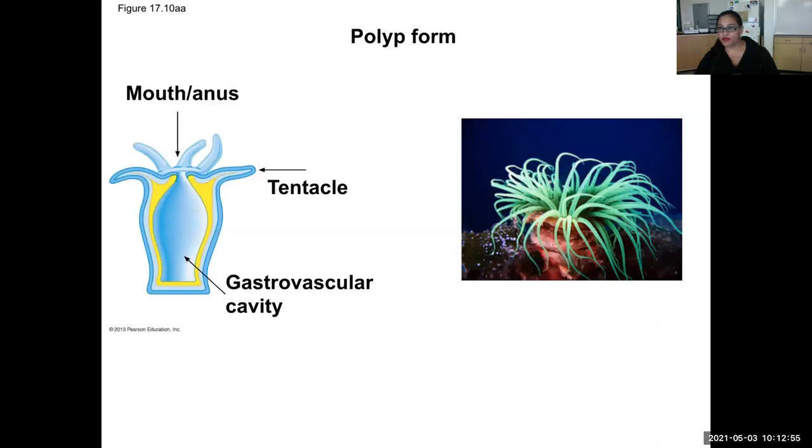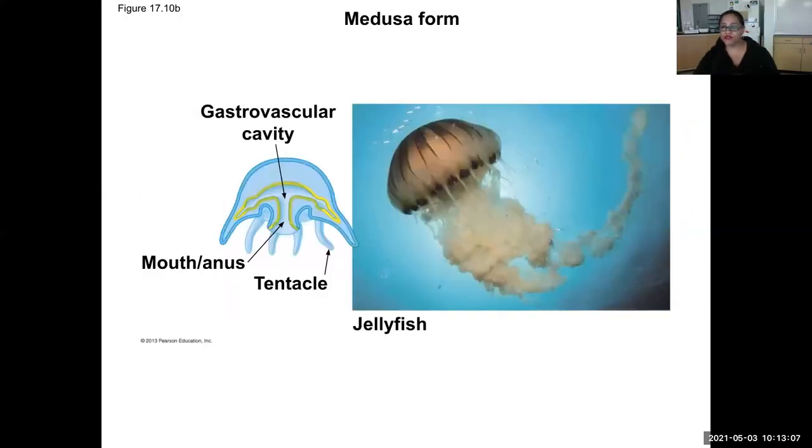So that's a sea anemone if you've never seen one. If you've ever been to the beach, you can find sea anemones all along the rocks, and if you touch them, they close up. And then the medusa form is the jellyfish. There's the cavity in the middle, and the one opening, the mouth and the anus, for the waste and the food to go in and out. And then tentacles. Everybody knows jellyfish have tentacles a lot of the time. They'll sting you.